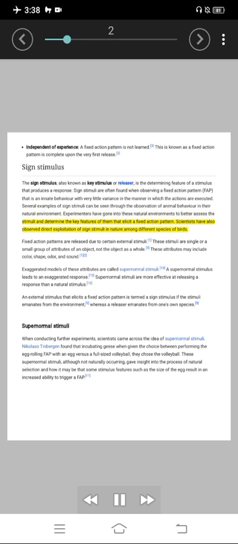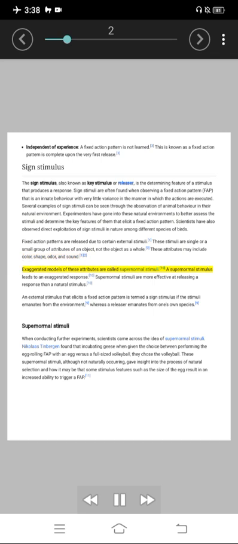Scientists have also observed direct exploitation of sign stimuli in nature among different species of birds. Fixed action patterns are released due to certain external stimuli. These stimuli are single or a small group of attributes of an object, not the object as a whole. These attributes may include color, shape, odor, and sound. Exaggerated models of these attributes are called supernormal stimuli.